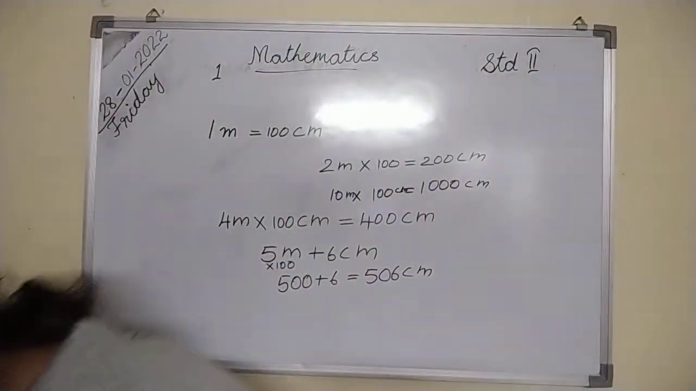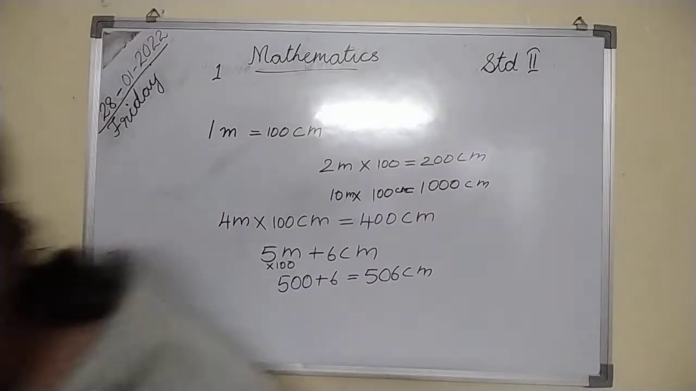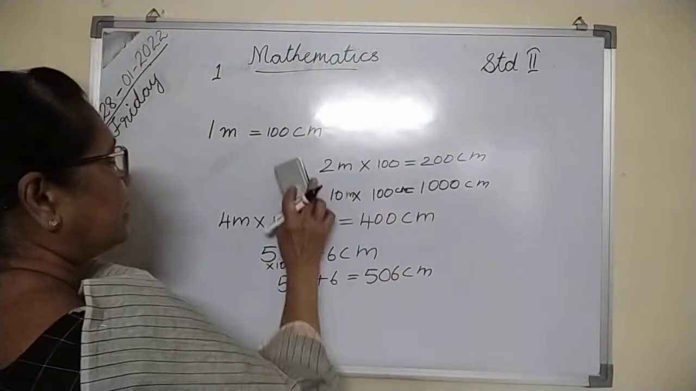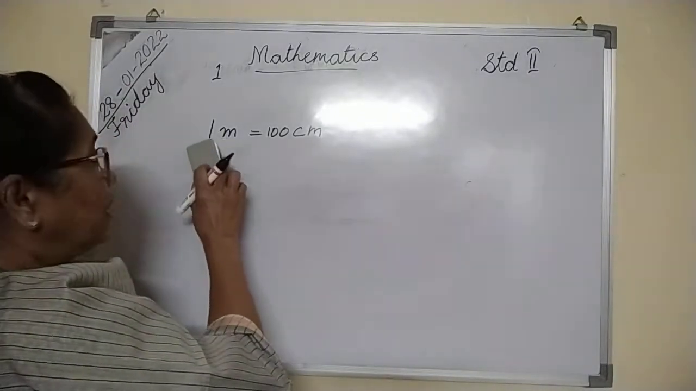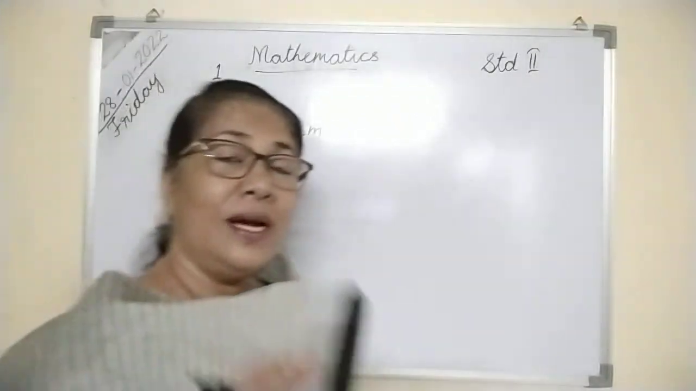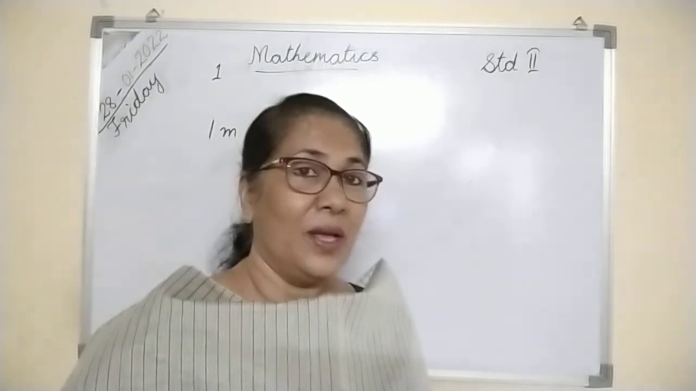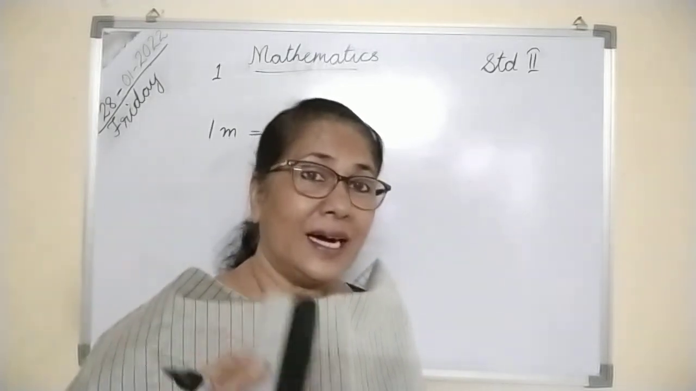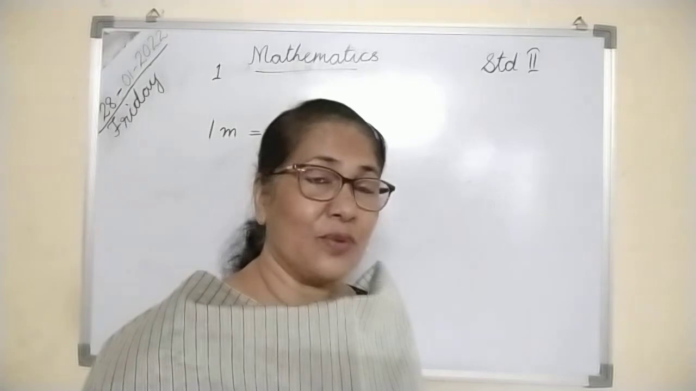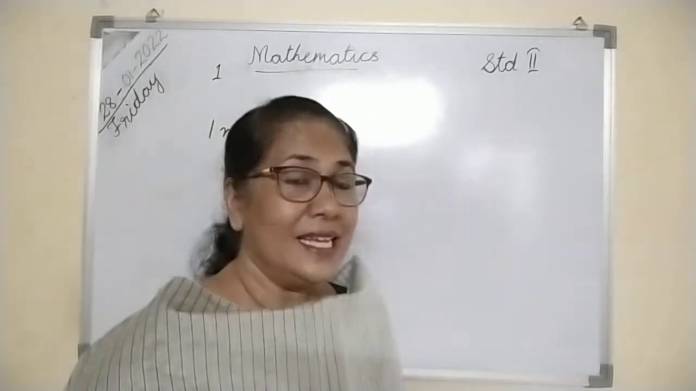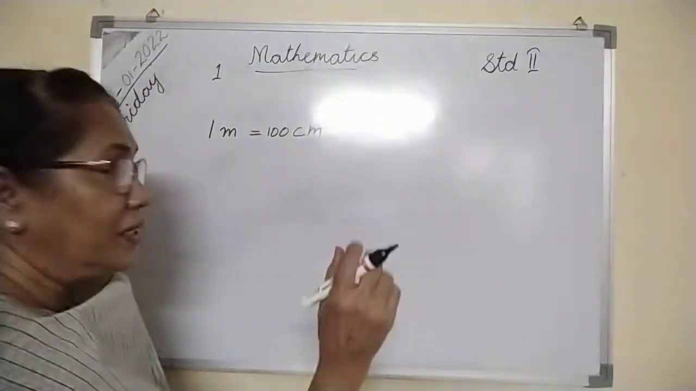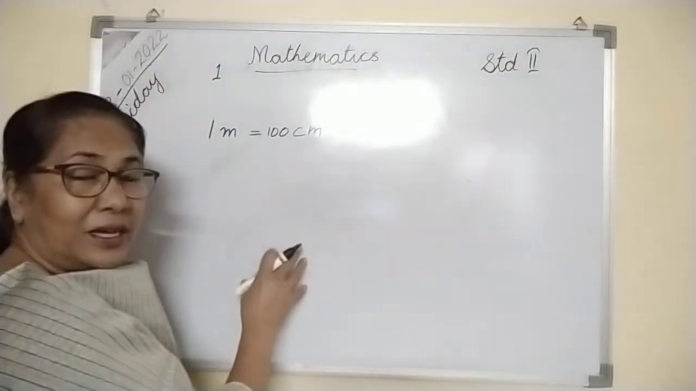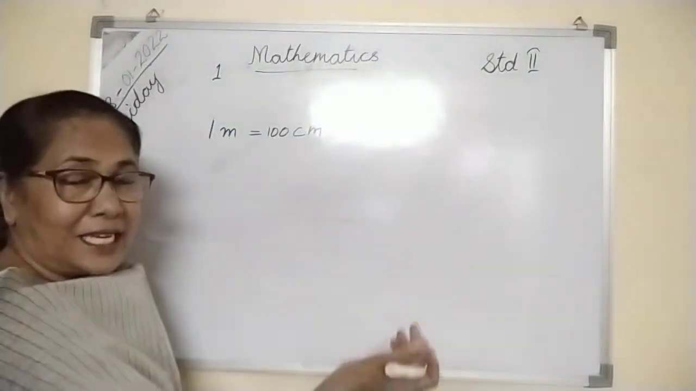Okay. One minute, let me clean all this. Keep in mind that 1 meter is equal to 100 centimeters. Don't forget. Okay, right. Now we are going to convert. We already did 5 meters and 6 centimeters.